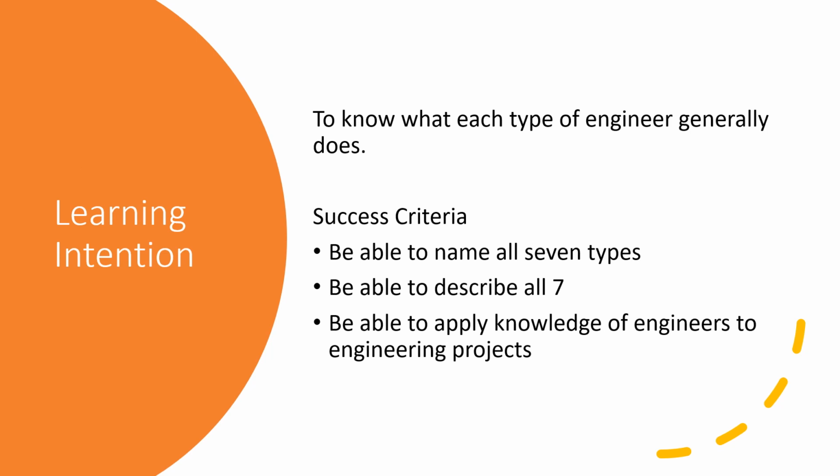Okay, so for the whole point of this lesson, we were thinking about what do engineers generally do, and we were thinking about that against an engineering project. We started off with the goals for you to be able to name all 7. Can you still do that? For the descriptions, the new information, are you able to describe all 7? And then the last one was be able to apply that knowledge to the engineers for the engineering projects. And for that, that's on the table that you completed.